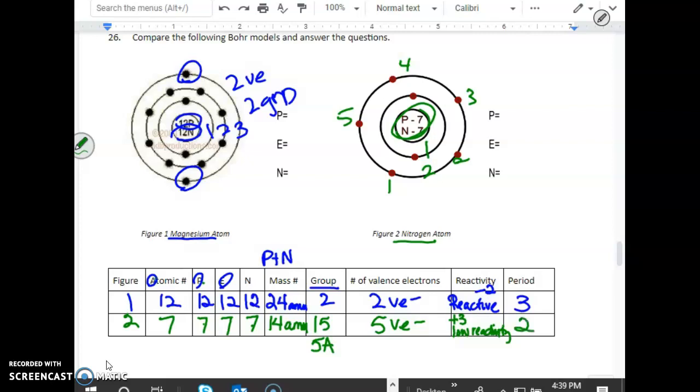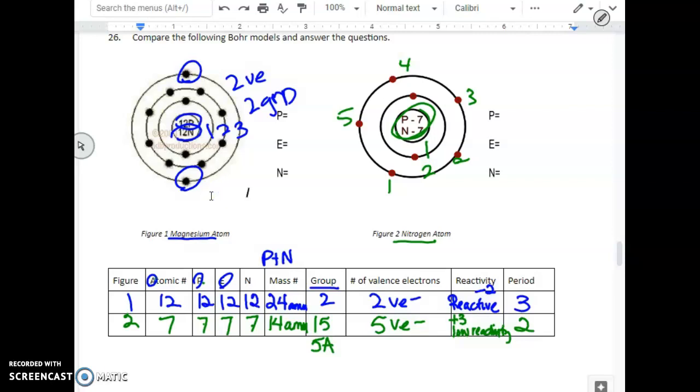Again, guys, the quicker they can get to 8 by either gaining electrons or losing electrons, the more reactive they are. This one, just by looking at it, can easily get rid of its 2. It's not hard to get rid of 2, so it's pretty reactive for this one, for magnesium. Over here, they either have to get rid of their 5 or gain 3, which is going to be a little bit harder. So low to medium reactivity.